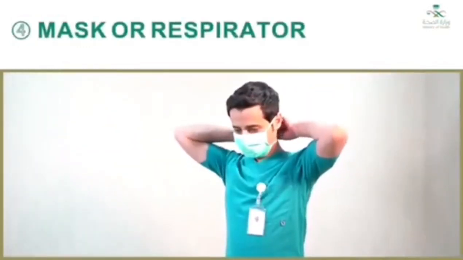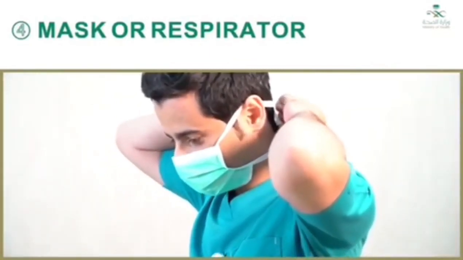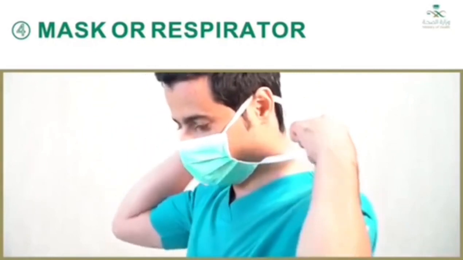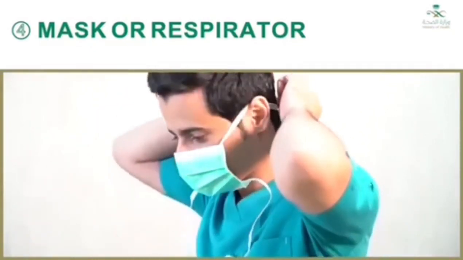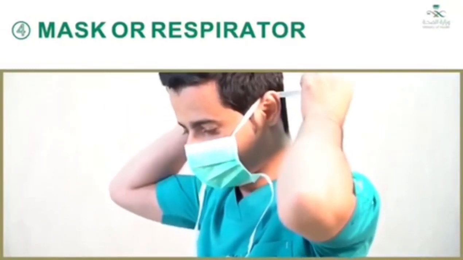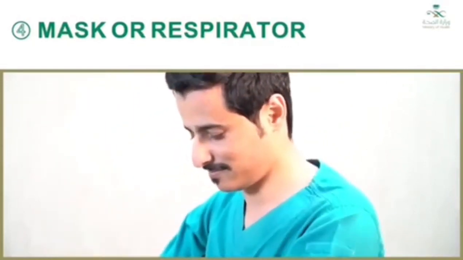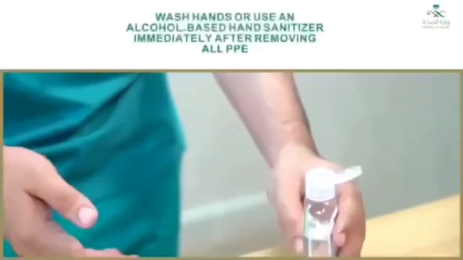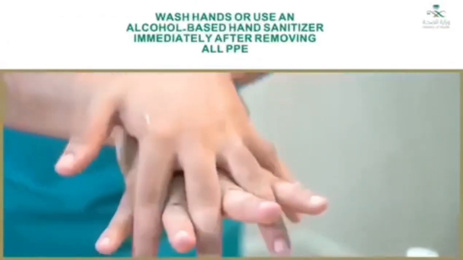4. Mask or respirator. Front of mask or respirator is contaminated. Do not touch. If your hands get contaminated during mask or respirator removal, immediately wash your hands or use an alcohol-based hand sanitizer. Grasp bottom ties or elastics of the mask or respirator, then the ones at the top, and remove without touching the front. Discard in a waste container. 5. Wash hands or use an alcohol-based hand sanitizer immediately after removing all PPE.